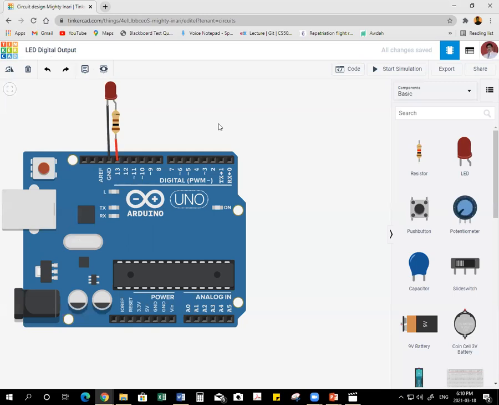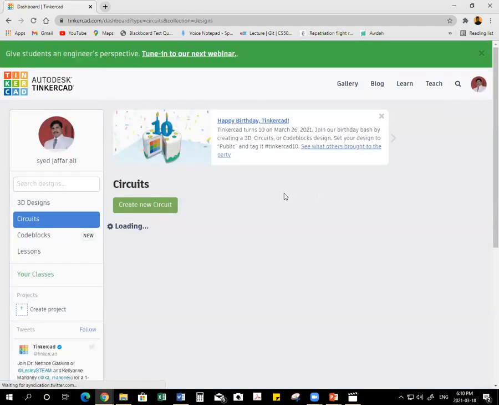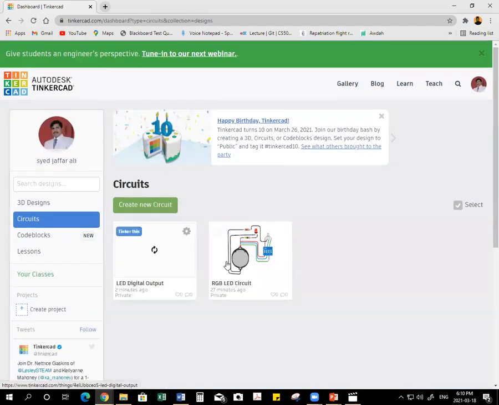So this is already saved. Later, if you have any questions, I can open this circuit and again answer your doubts. Now go back to here. I think it is clear to you. See, both circuits are saved here. Okay, we have another new one, create new circuit.